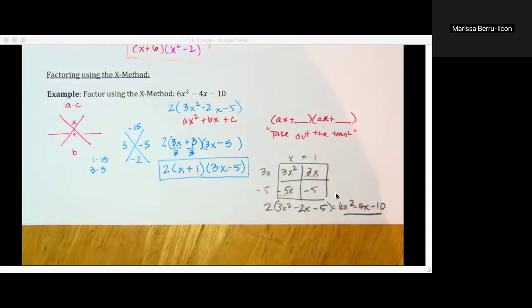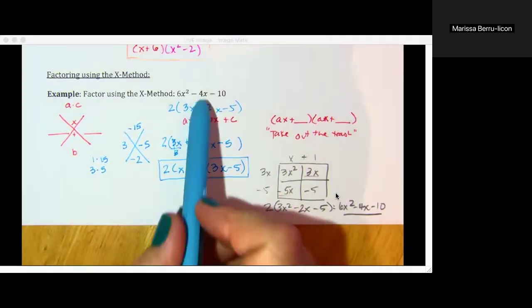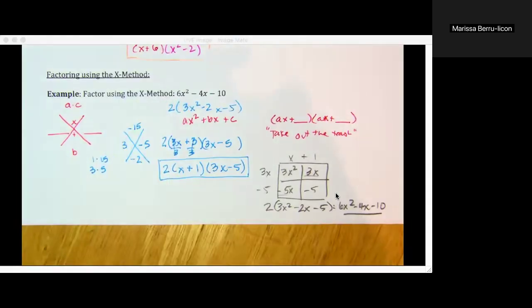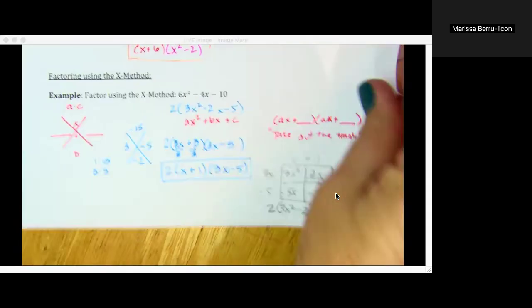If you have another method that you like that works for you, you are welcome to use that. But I like this method because if this is factorable at all, this method will work. So this is what you will see me use throughout this course.